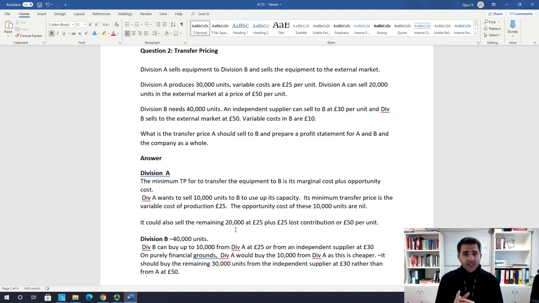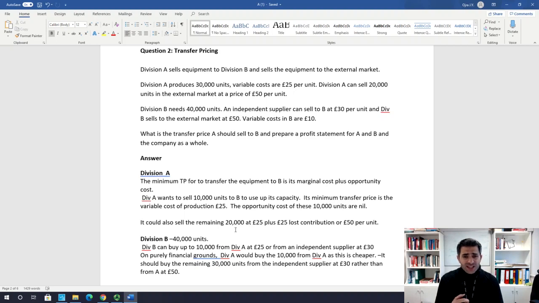For division B, they need 40,000 units, but an independent supplier can sell to B at 30 pounds per unit, and division B sells to the external market at 50 pounds. Variable cost for B is 10 pounds. So far, as you see, B needs 40,000 units, but they can buy them from the supplier at 30 pounds each, right?